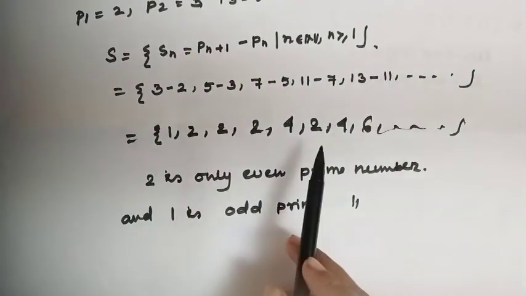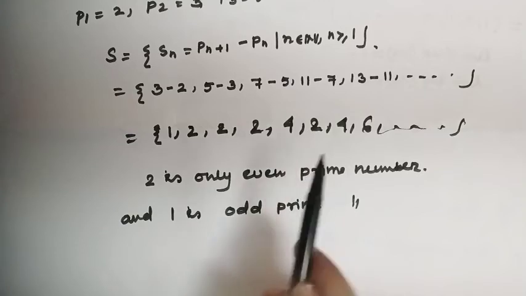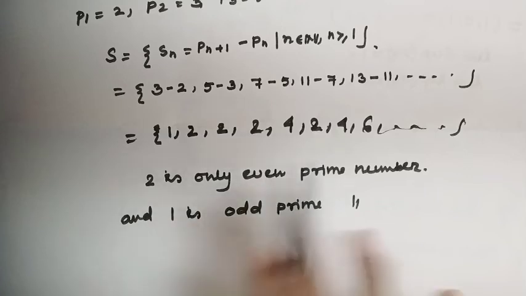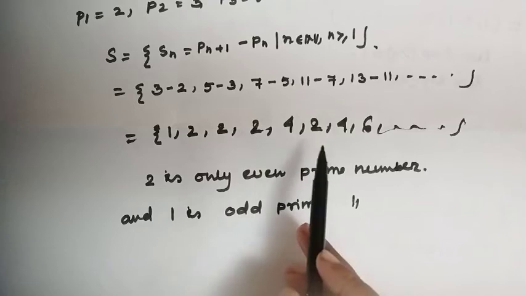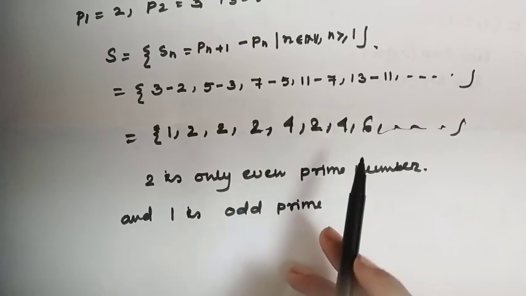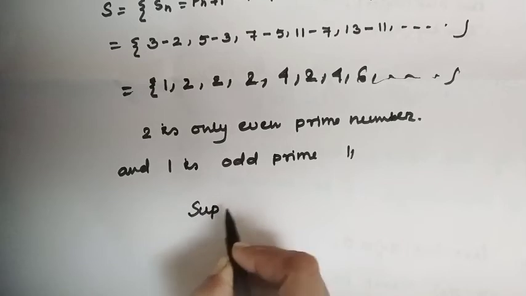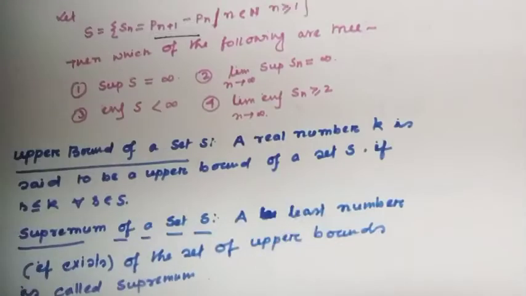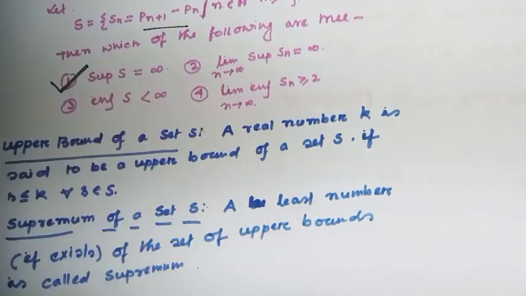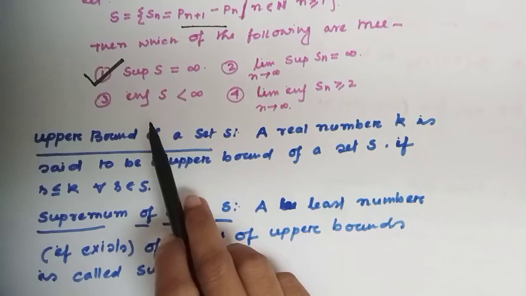Now see the set S. The given set increases. This is never going to stop. That means this set has no least upper bound. So, supremum of S equal to infinity. So, option 1 is a right option. Alright.